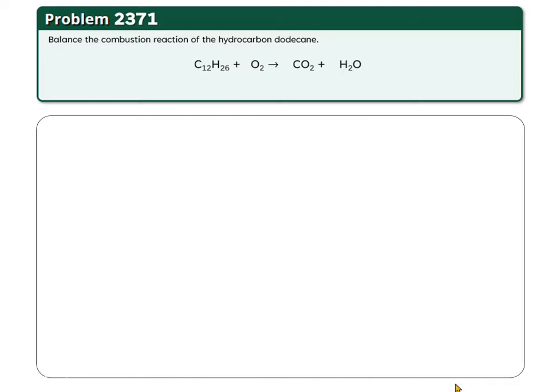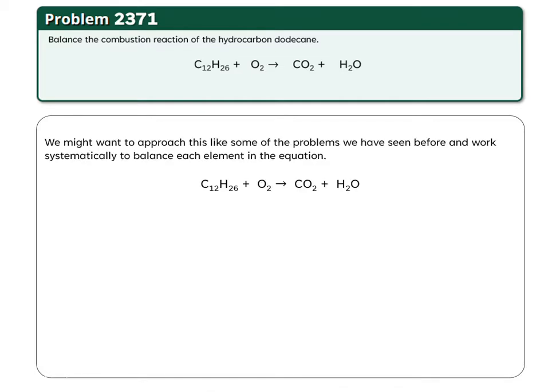2371. Balance the combustion reaction of the hydrocarbon dodecane. Dodecane plus oxygen yields carbon dioxide plus water. Here we have a reaction with much bigger subscripts than we've seen before, 26 hydrogen atoms in the reactants. Will this be harder to balance than the simple reactions we've looked at so far?